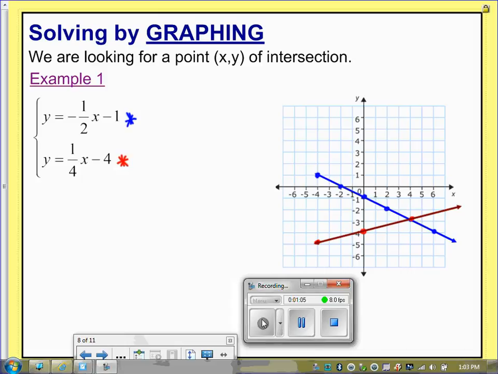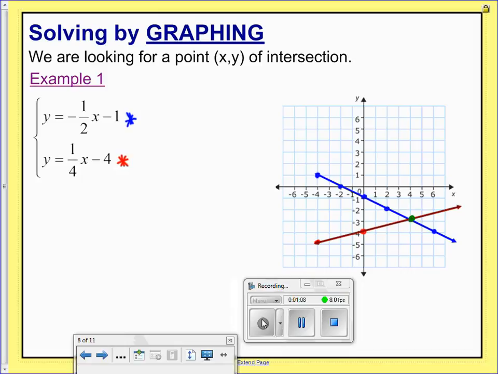Now I'm going to label my point of intersection. This is my point of intersection, and it's the point 4, negative 3. The solution to this system of equations is 4, negative 3. Now let's take a look at a second problem.